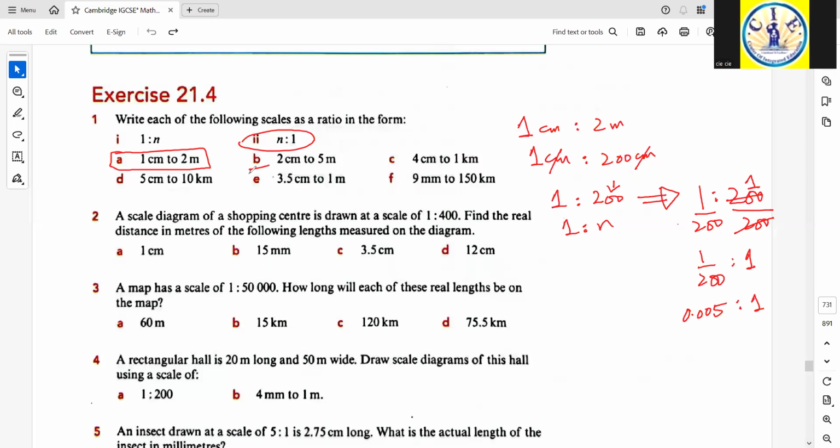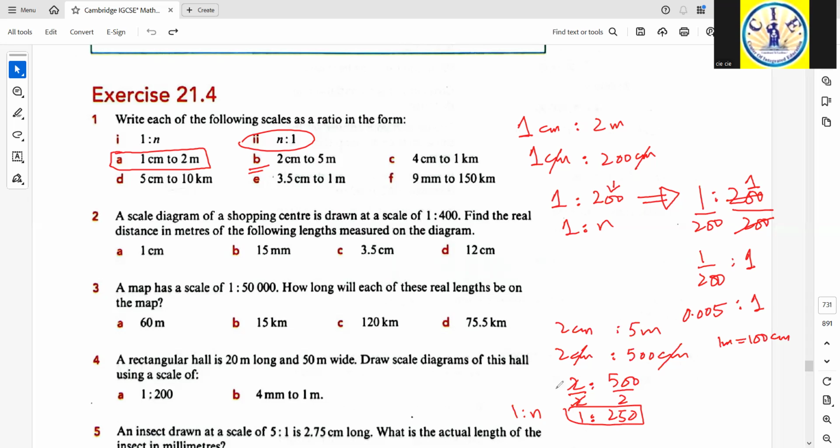Now it's part B, 2 centimeters to 5 meters. Again, we need to do it for 1 meter. We know that that is equal to 100 centimeters. So it would be 500 centimeters. So we can cancel centimeter. So we are left with 2 ratio 500. Now dividing this by 2, this by 2 as well. So we can have 1 ratio 250. So that is the form 1 is to n.